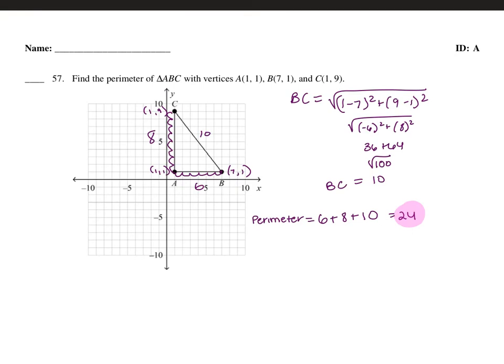All right, 56 says find the perimeter of the triangle with the vertices. So the vertical and the horizontal side, the 8 and the 6, we can simply count those. But to find the hypotenuse of this one, we had to use either the distance formula, or if you use the Pythagorean theorem, that works here too, okay? And you would find that that missing side is 10, and then the perimeter, you add up the 3 sides.